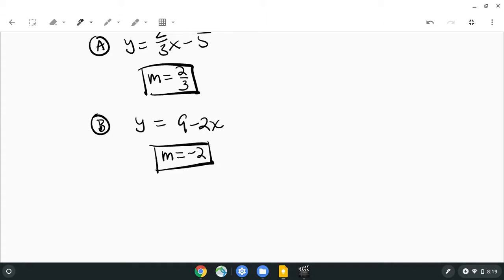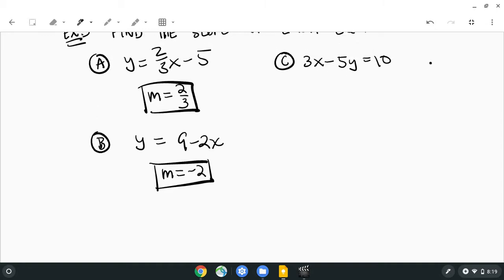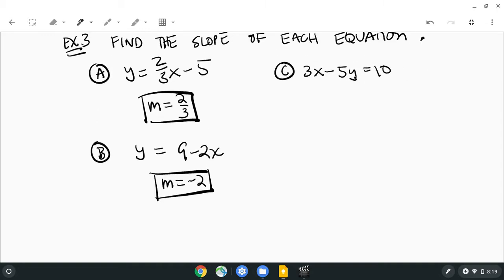Okay, and let's take a look at this third example, letter C. Suppose it's written in standard form, not slope-intercept form. When it's written in standard form like this, then what you have to do is solve for y. Okay, you have to rewrite this equation so that the y is by itself. And so you have to solve for y using all of your solving methods. So if it's addition, you do subtraction, etc., etc. Okay? All right, so let's go ahead and do that.